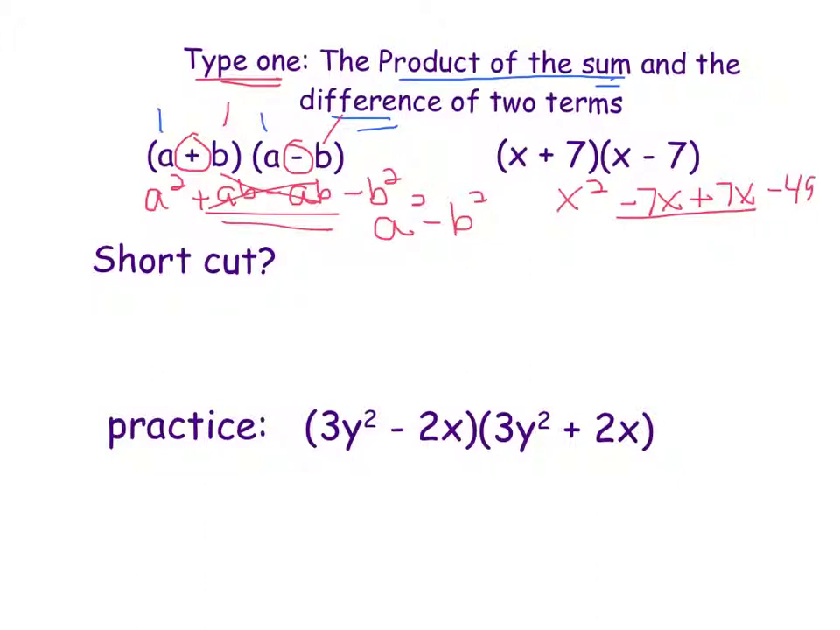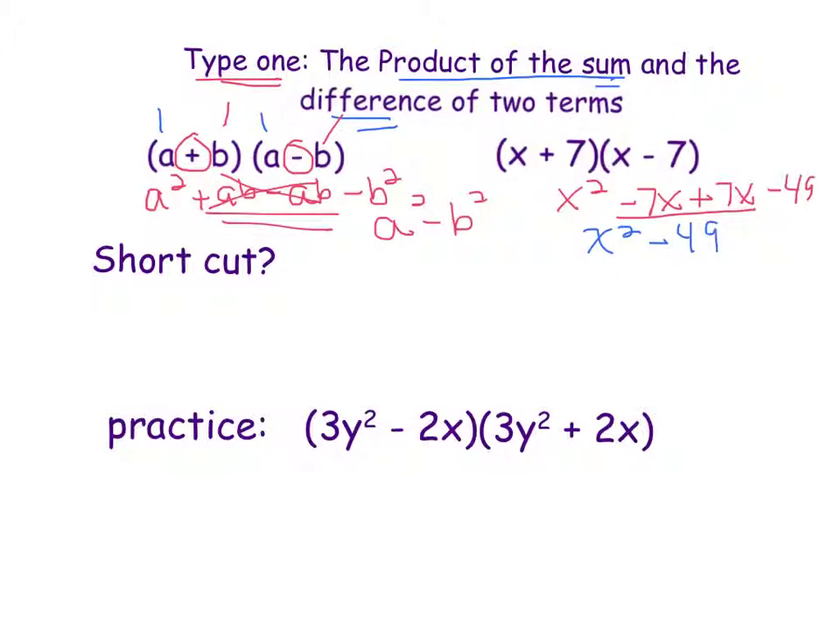And again, what makes it this type of problem is that the first terms of the binomials are the same, the last terms are the same, but one is addition and one is subtraction. So our answer would be x squared minus 49.